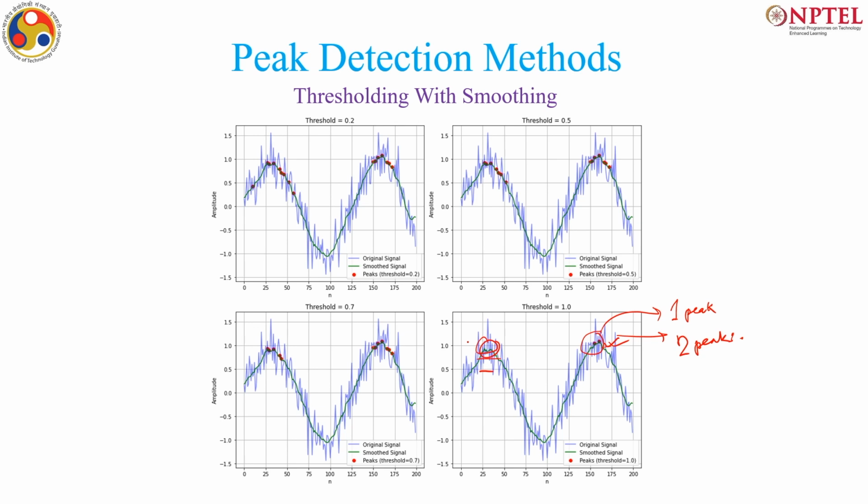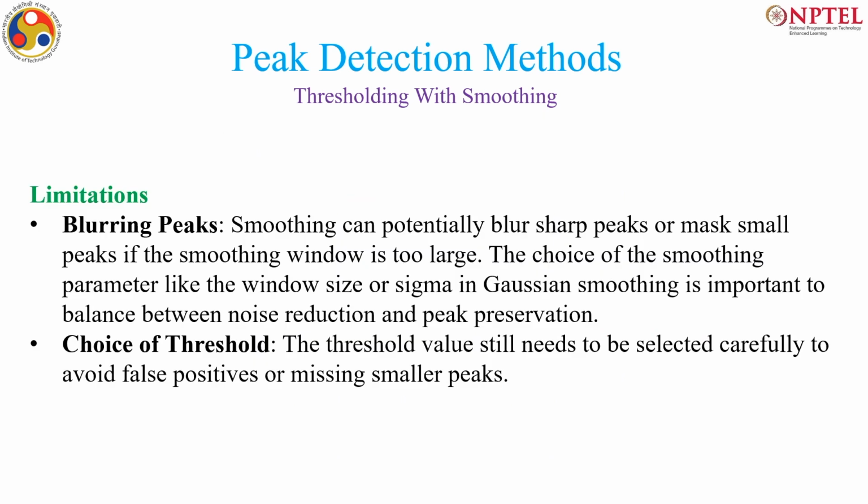This peak is missed. So selecting the threshold is again creating the problem, and this is where the question of blurring peaks comes in. Your actual peak may be very subtle, and because of the smoothing process your peak may be blurred, and also because of the choice of threshold your peak may be missed.